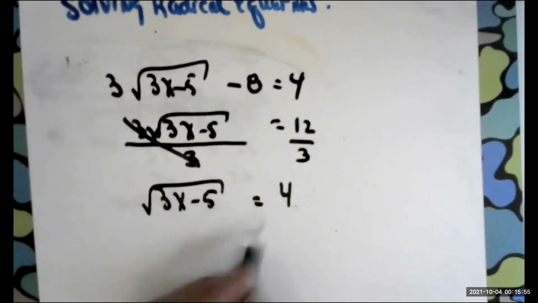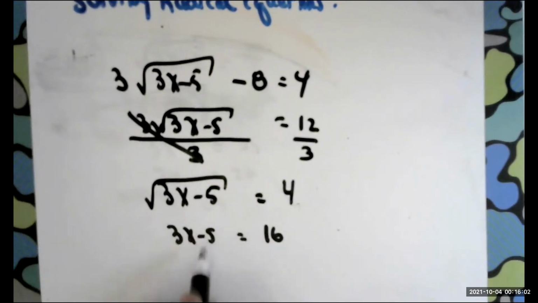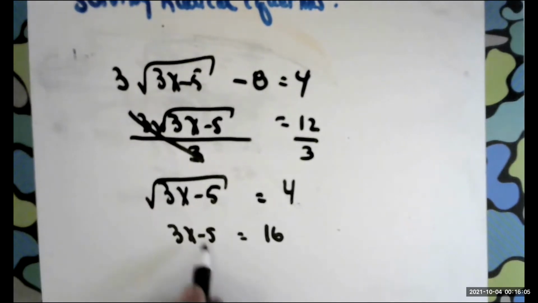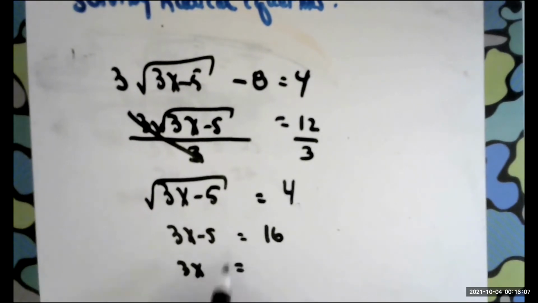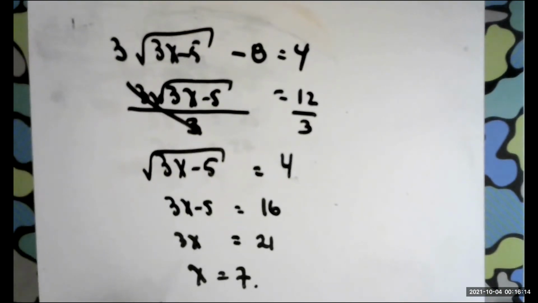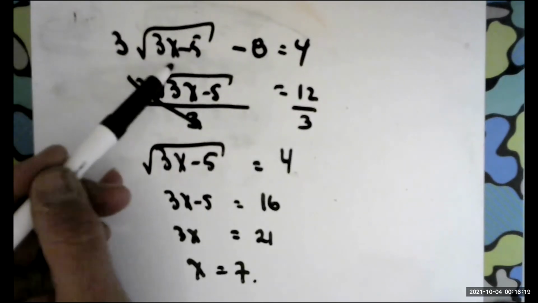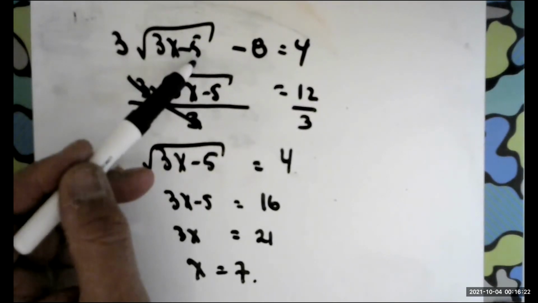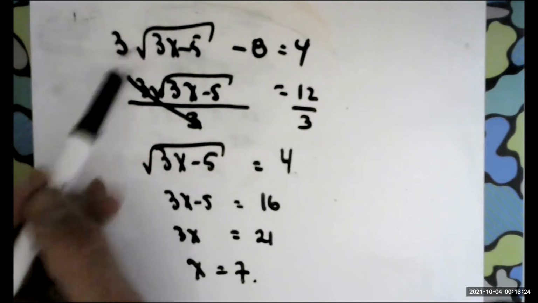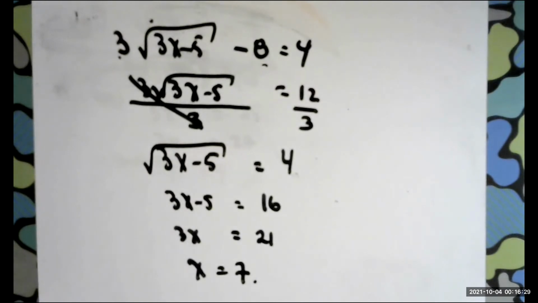And now, as before, we can square to the left, square to the right. So we have 3x minus 5 equals 16. We proceed to add 5. 3x equals 16 plus 5, 21, divided by 3, x equals 7. Oops. We should always verify the work. When x equals 7, 3 times 7, 21, minus 5, 16. The square root of 16 is 4. 3 times 4, 12, minus 8, 4, and indeed 4 equals 4.